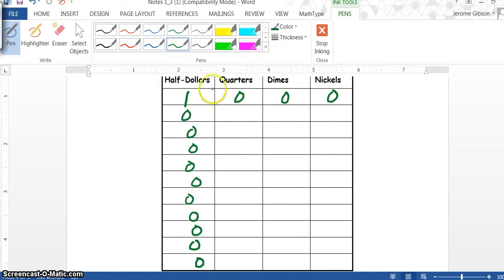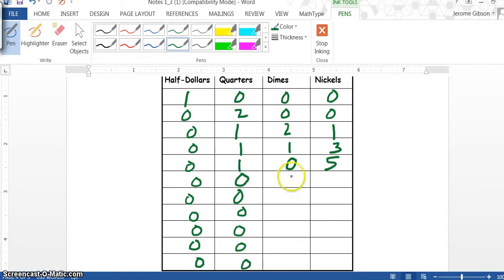Now we go to the quarters. 2 quarters, we don't need any dimes or nickels. So we use 1 quarter. We can use 2 dimes, 1 nickel. Say we use another quarter. We can use 1 quarter, 1 dime, 3 nickels. Use another quarter, no dimes, and 5 nickels. Okay, now we've exhausted all of our quarters, so we're done with the quarters. All the rest of the quarters would be zeros.